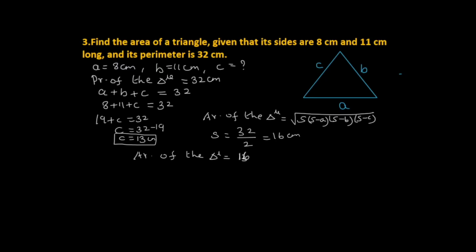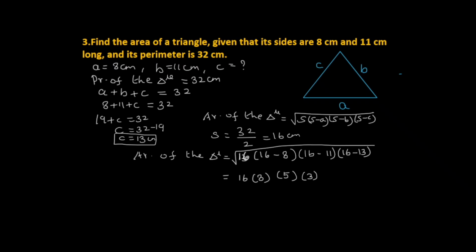area of the triangle is equal to 16. Semi-perimeter is 16. Then 16 minus A, 8, and 16 minus B is 11. Then 16 minus C is 13. So everything under the square root of this. Now 16 into 16 minus 8, once again 8. Then 16 minus 11, 5. 16 minus 13, 3.